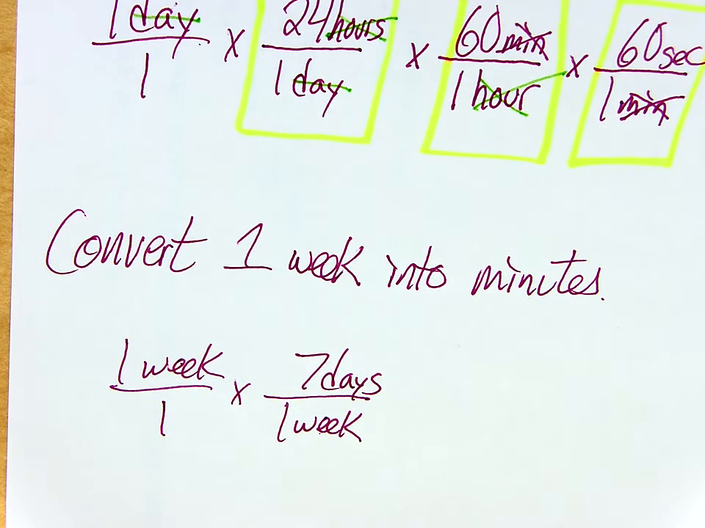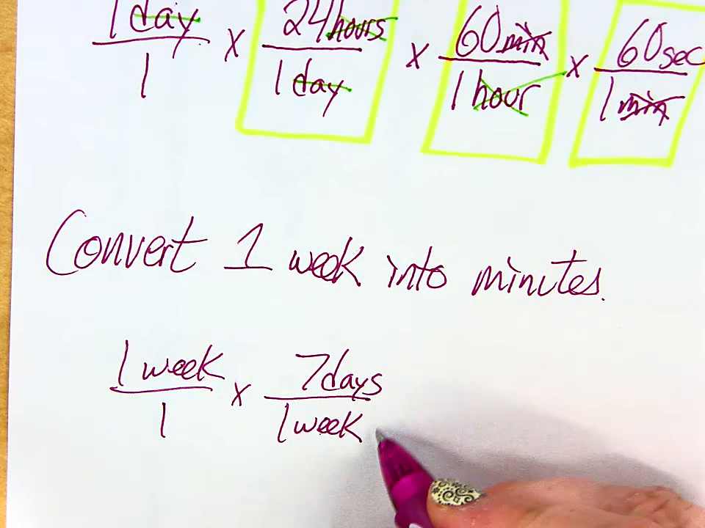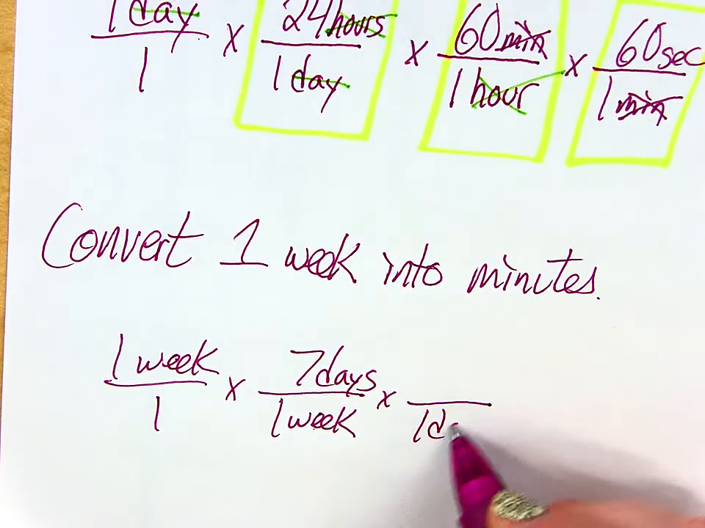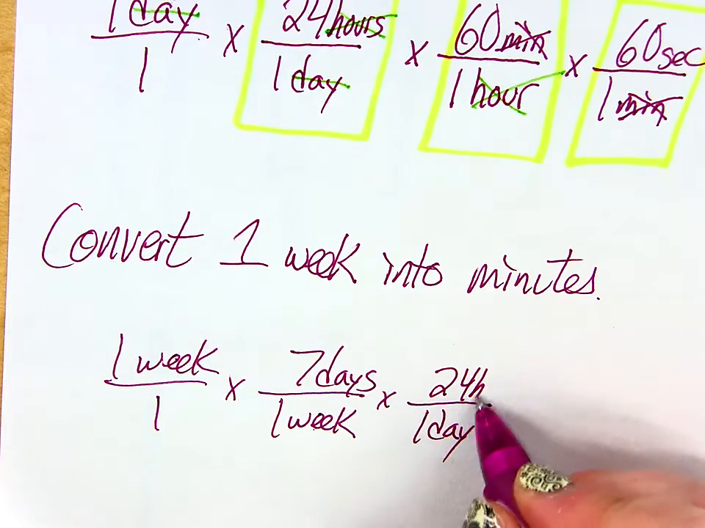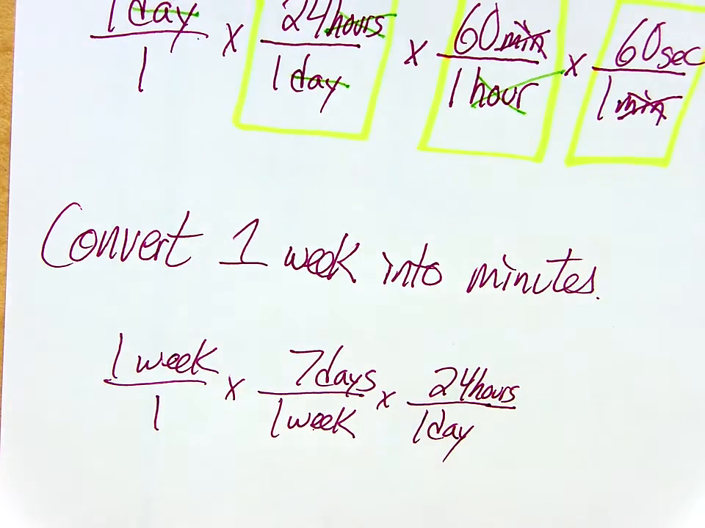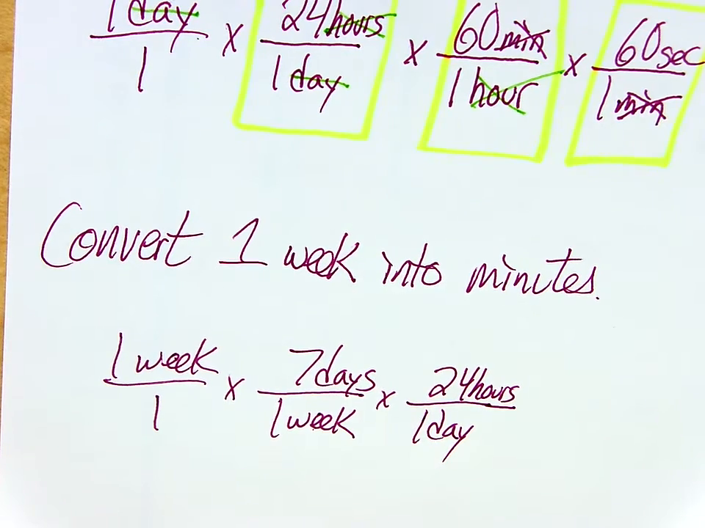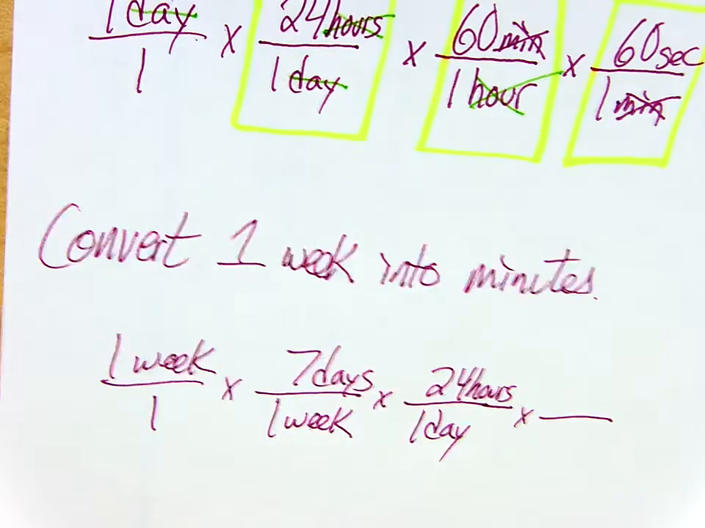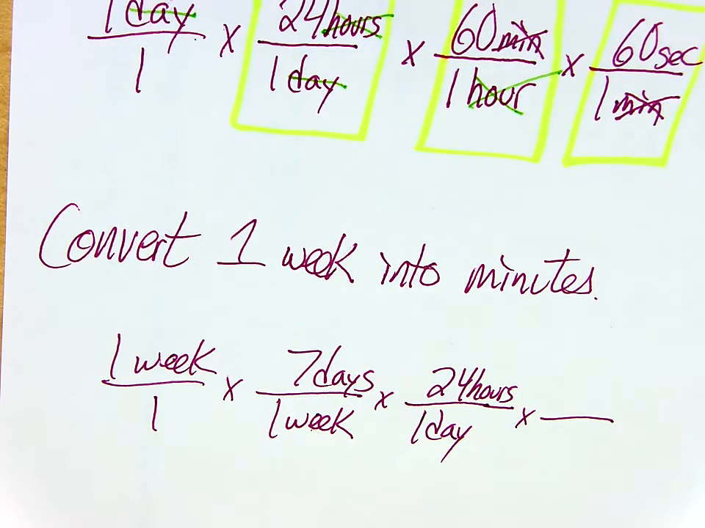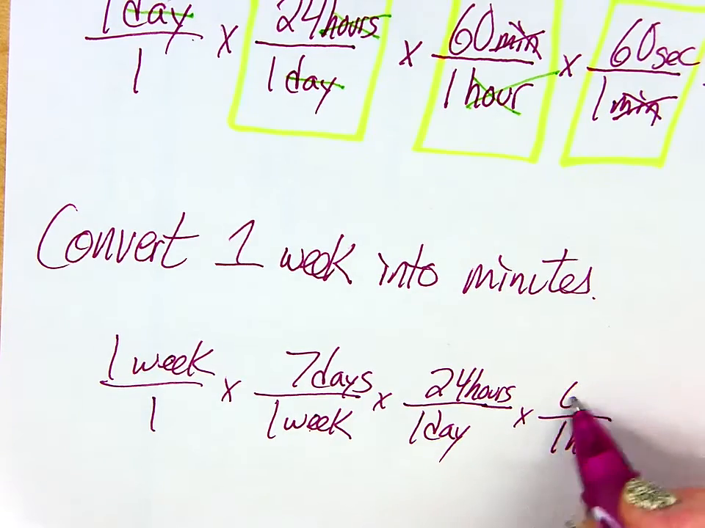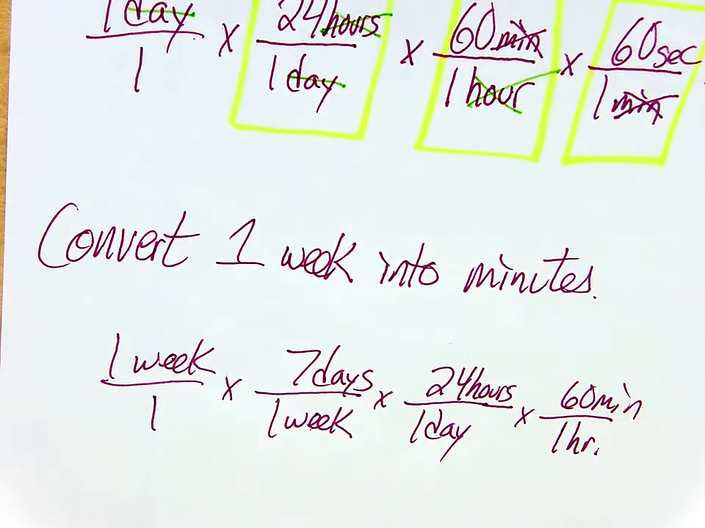I don't know how many minutes are in a day, but I'm getting closer. What do I know about a day? 24 hours. So 1 day, 24 hours will be my next one. Where do I put 1 day? Bottom. 1 day, 24 hours. So I'm down to hours. I know the conversion between hours and minutes. What is it? 60 minutes, 1 hour. So what goes on the bottom? 1 hour, 60 minutes. Awesome.